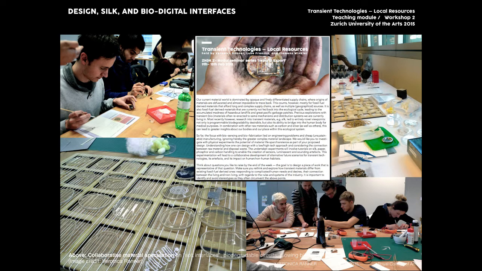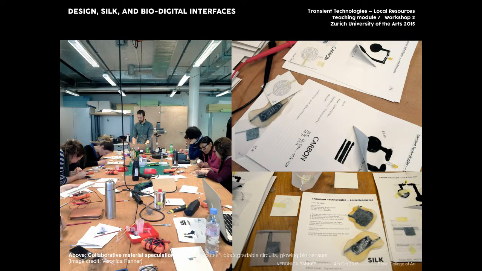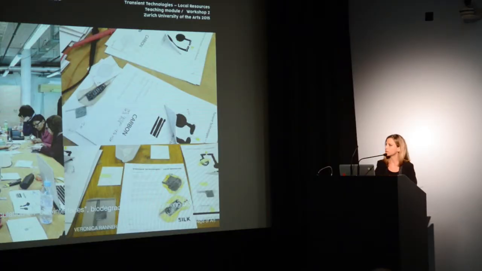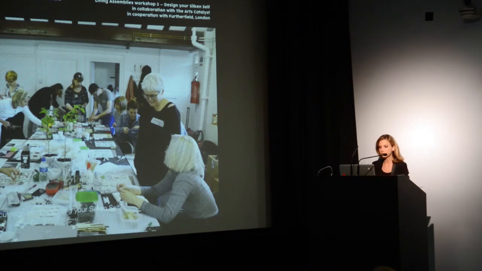Here was another week-long workshop with students from Zurich University of the Arts. Obviously the outputs were a lot more refined and of better quality because students had more time. So we tested silk now as a platform with carbon, with fluorescent colors, bioluminescent colors, electroluminescence, and really started to actuate the material as well. The most recent workshop was in collaboration with the Arts Catalyst in London and Furtherfield, and we invited experts to join us for a weekend, where we thought in more narrative terms: design your silken self. How would you enhance a version of yourself through silk?